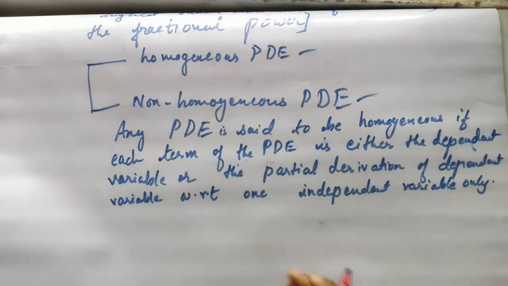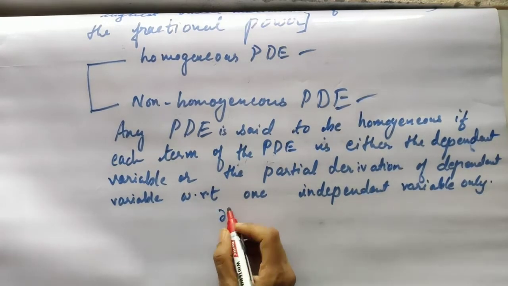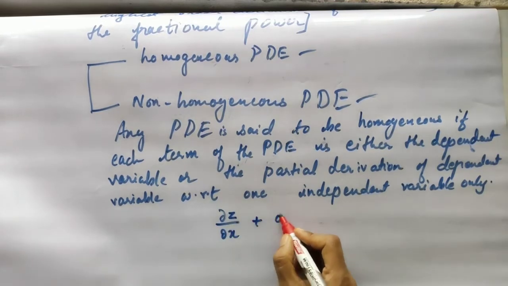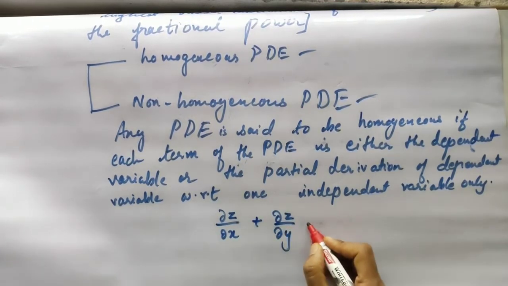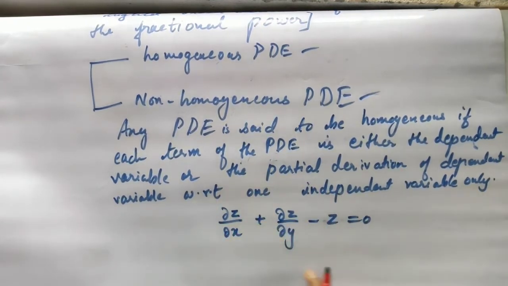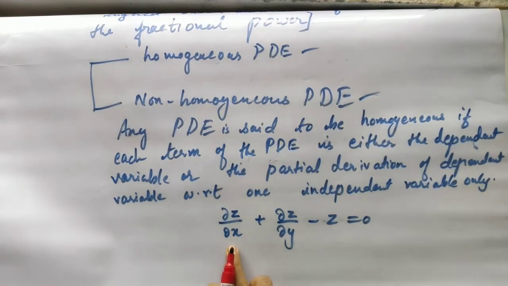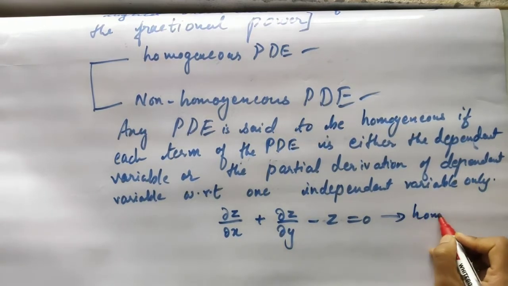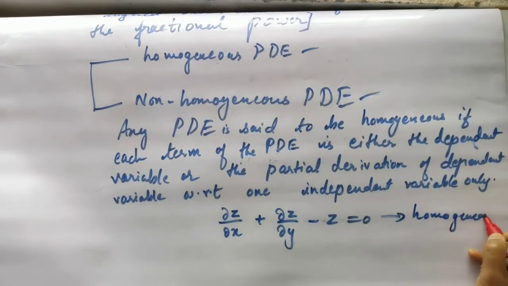So what do we mean by this? For example, take the partial differential equation z ∂z/∂x + ∂z/∂y − z = 0. Look at each term of this equation. Each term is either a partial derivative with respect to one single variable or the dependent variable. Yes or no? You have only ∂z/∂x, ∂z/∂y and the dependent variable as the terms of the partial differential equation. So this is a homogeneous PDE.